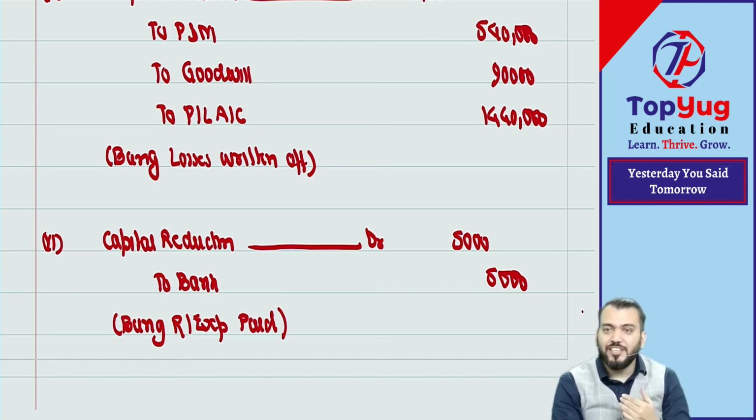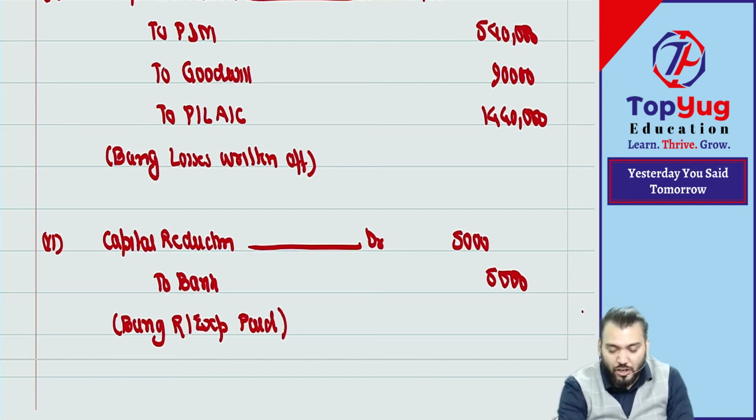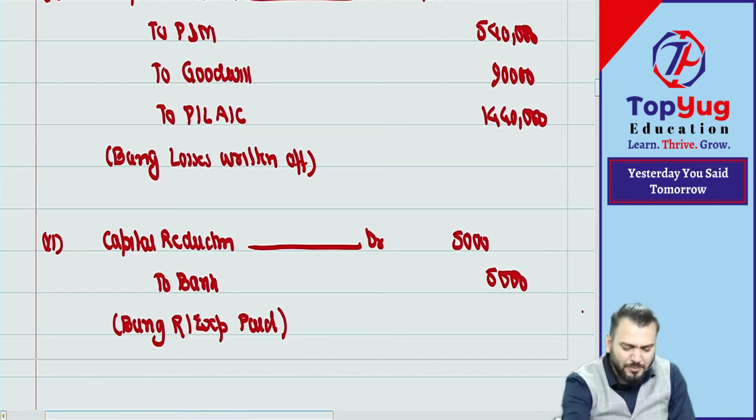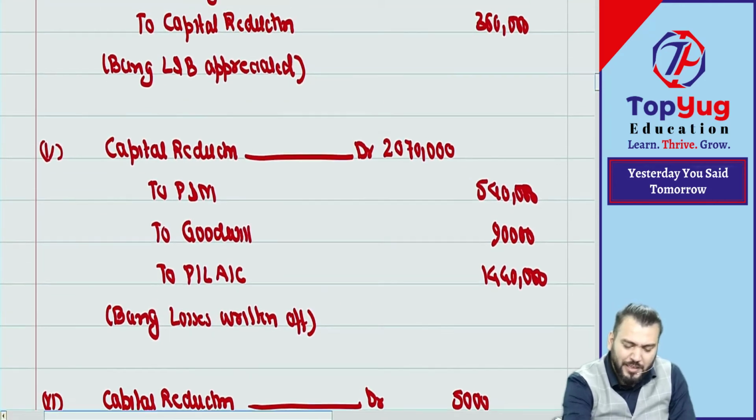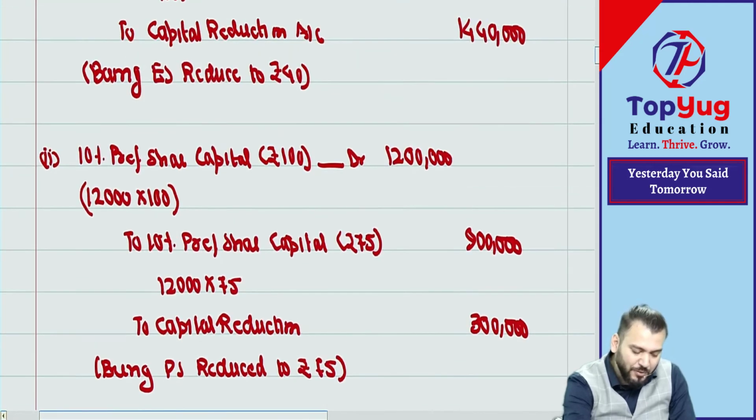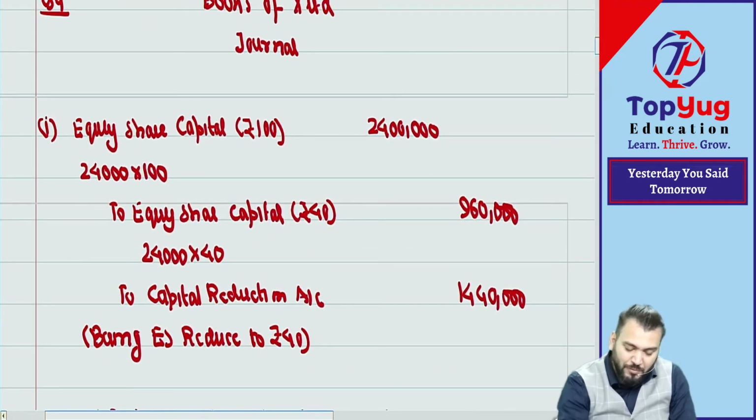All points done. Now we need to think about which account? Capital Reduction Account. Whether it has surplus or deficit. It will have surplus balance or zero balance most of the time. Let us check. Let us start from the beginning. So tell me. Point 1 journal entry. It has a credit balance of 14 lakh 40,000.